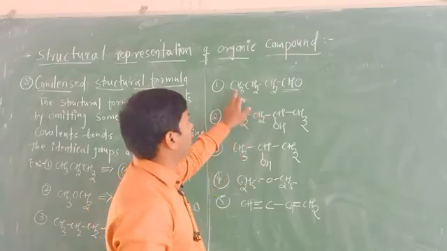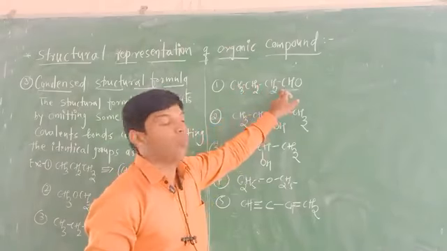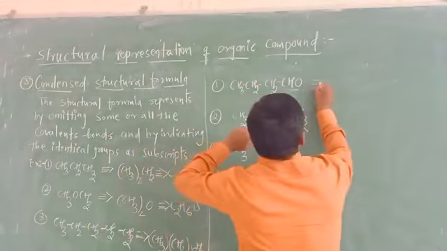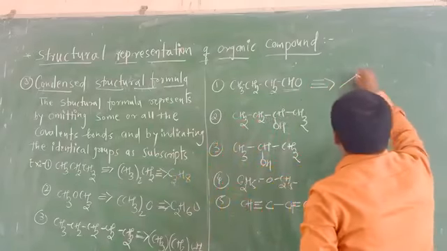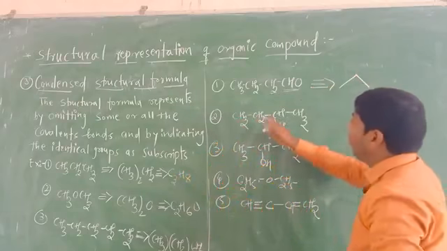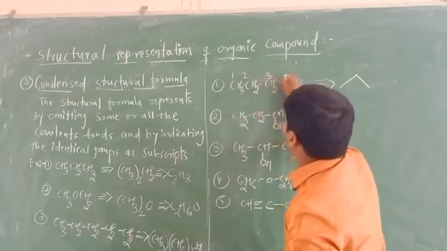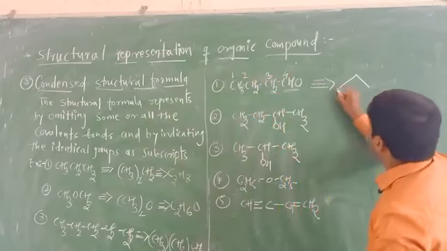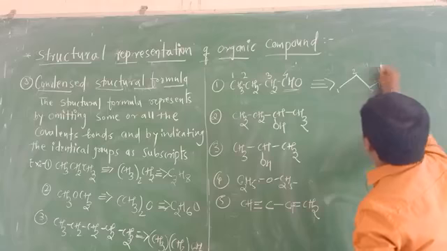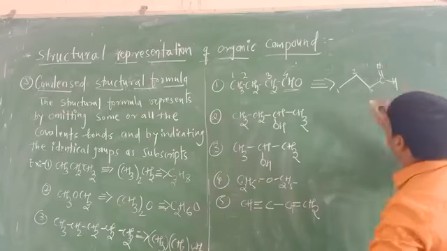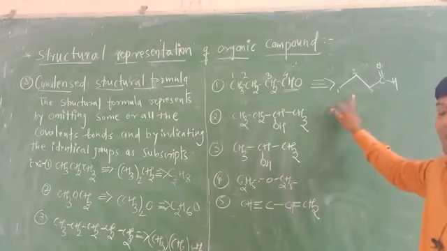So how many carbon atoms are there? 1, 2, 3, 4 carbons. The fourth is a part of the functional group. So how to write the bond line structural formula now? See, 1, 2, 3. The fourth one is the functional group: C double bond O H. This is called the bond line structural formula.